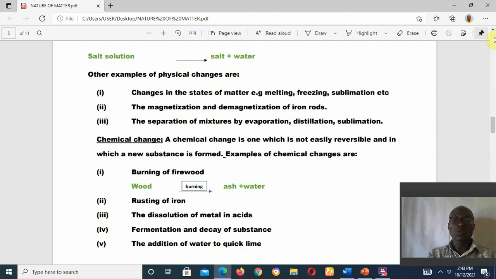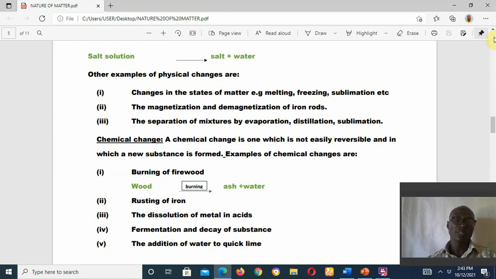Chemical change now. A chemical change is one which is not easily reversible and in which a new substance is formed. Chemical change, we find it difficult to reverse it, but when those changes are taking place, a new substance will be produced. An example of a chemical change is burning of firewood.